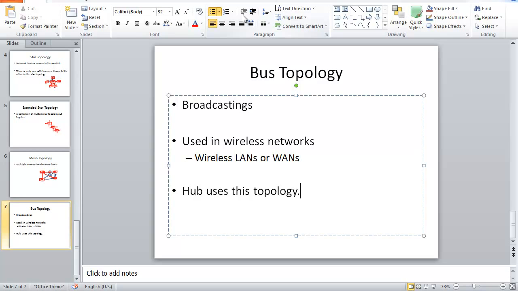So this is pretty much all the basic topologies we are going to talk about in this class, and in reality all these topologies are somehow present together in a realistic everyday network situation.